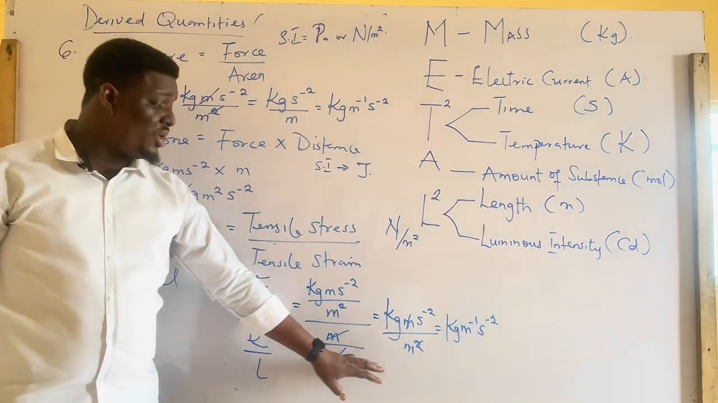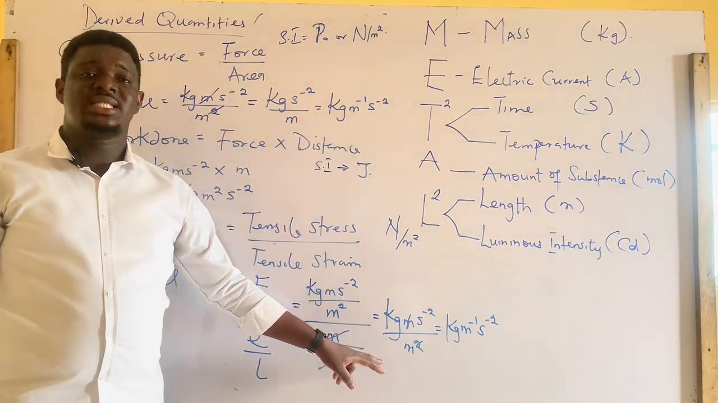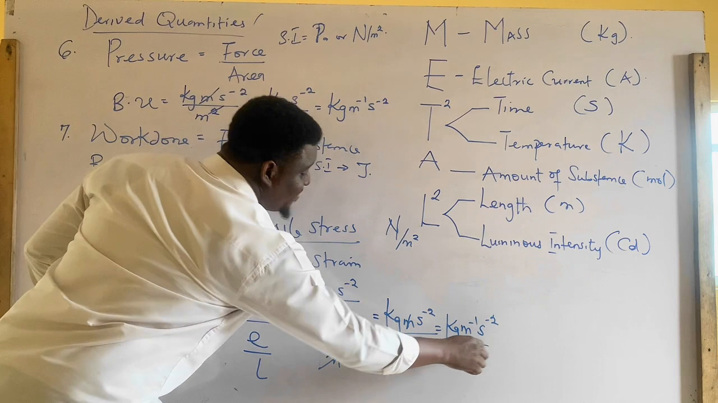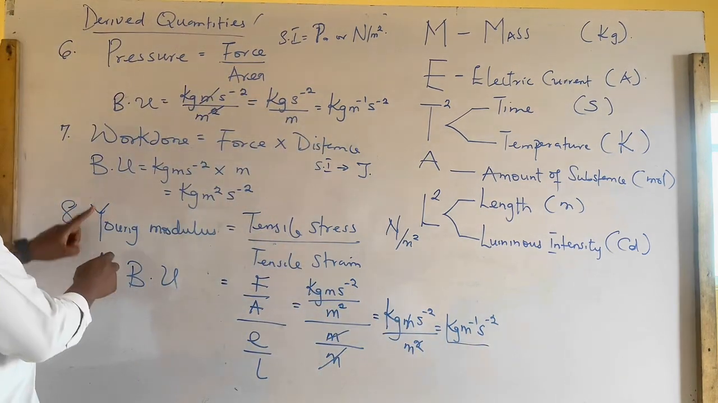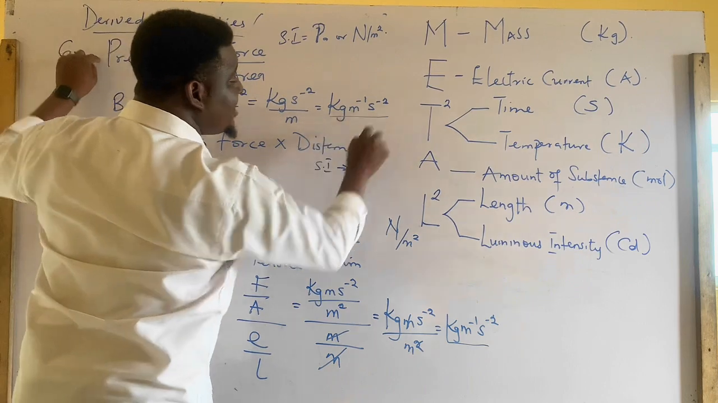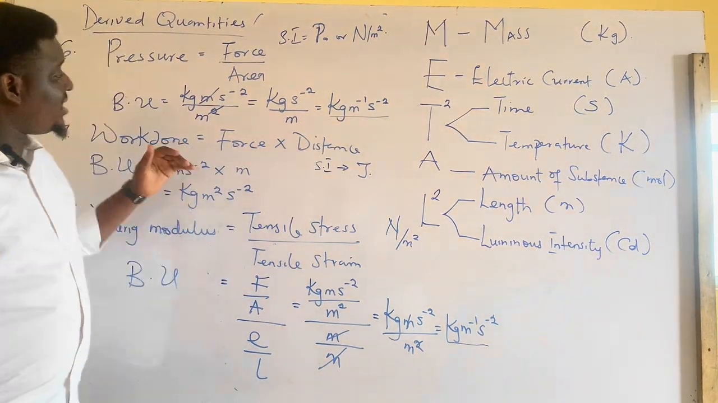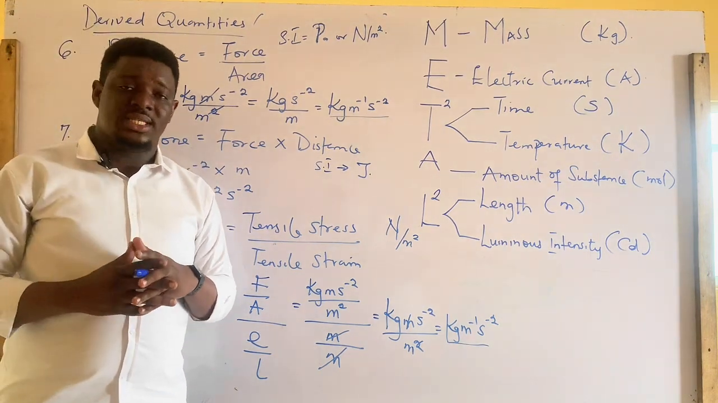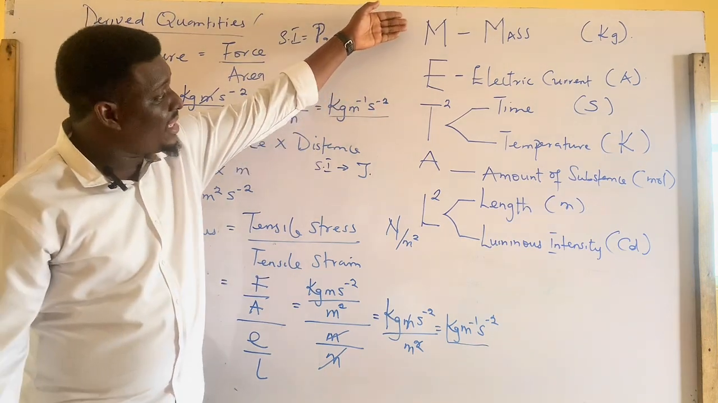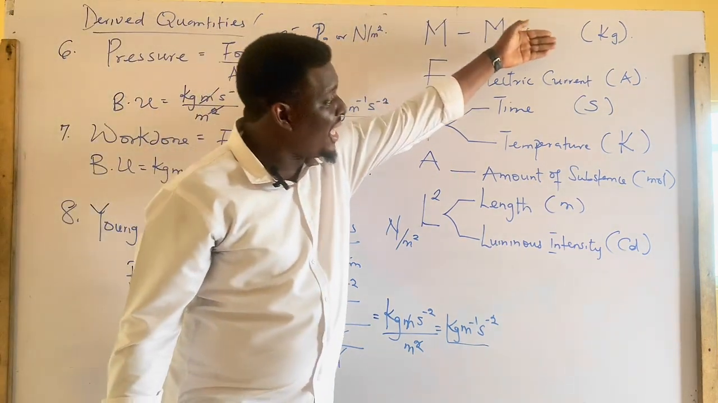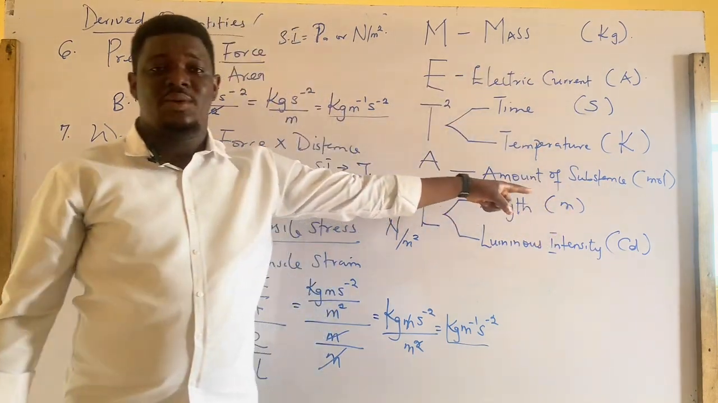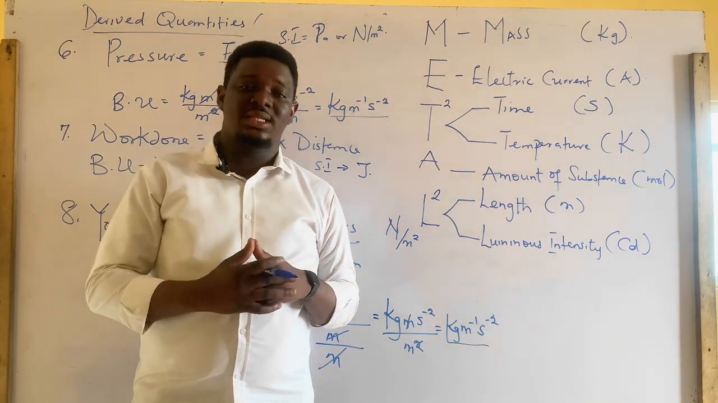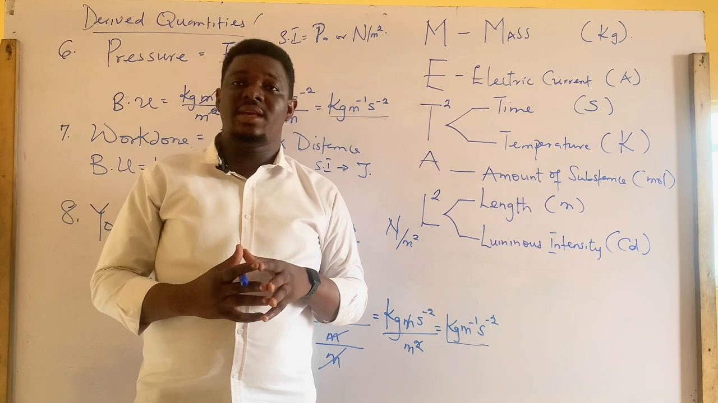They can ask you in your OBJ question which quantities have the same basic unit. You notice that Young modulus has this basic unit, and your pressure also has the same basic unit. So the beauty about this basic unit under derived quantity is for you to know how to simplify all these quantities in terms of fundamental quantities, in terms of their fundamental unit, which is the basic unit that we are talking about. Now, in the comment section, you can drop more quantities that you want me to derive for you using the basic unit. Thank you very much.